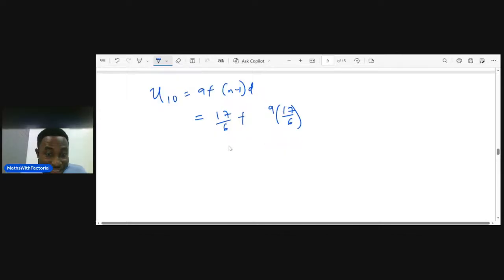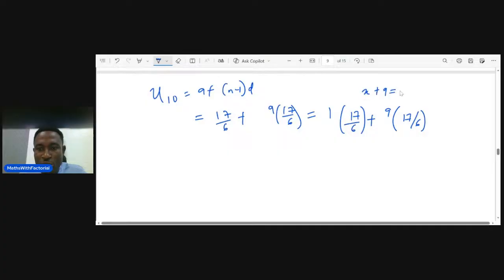So what I just wrote is the same thing as writing one whole number 17 over 6 plus 9 whole number 17 over 6. If you have x plus 9x, what do you get? 10x. Apply the same rule to this: 1 plus 9, 10. I hope you understand how I got this. I'm showing you the right shortcut to do, right?